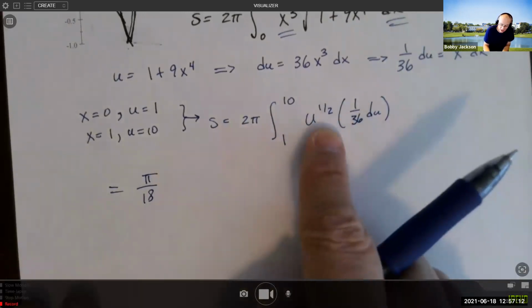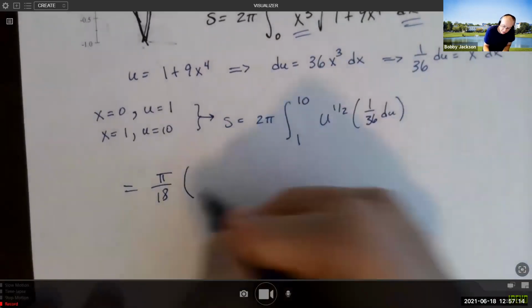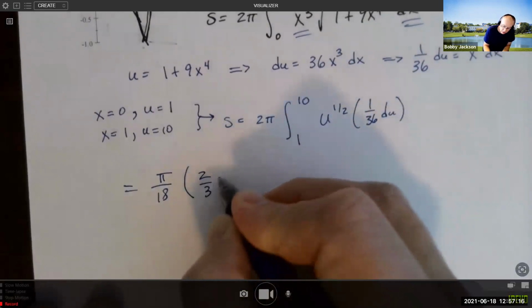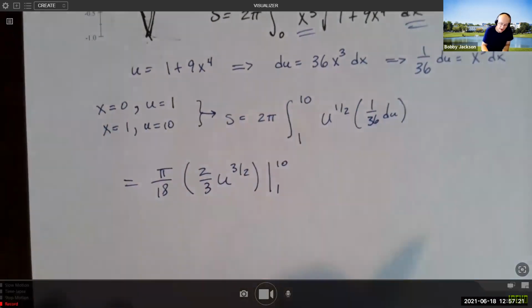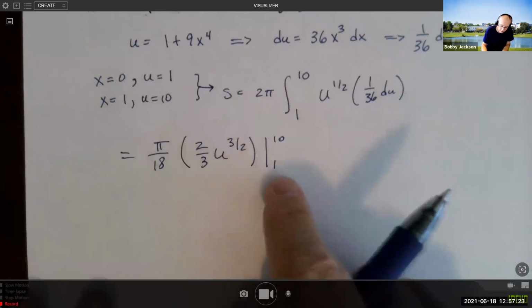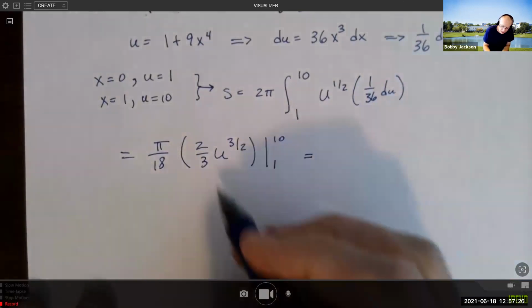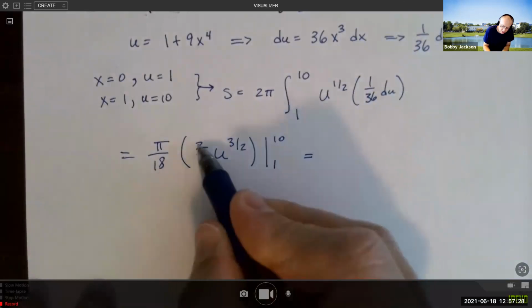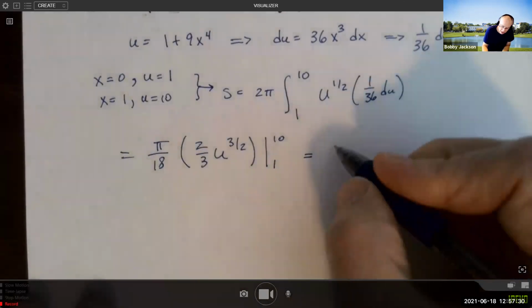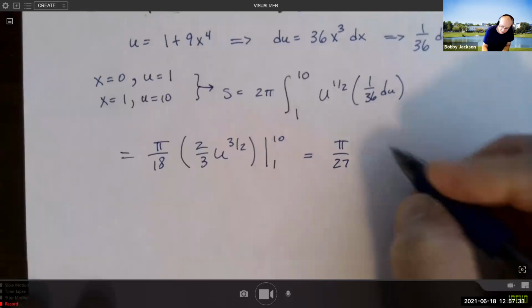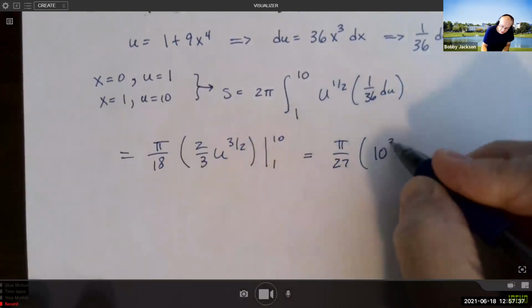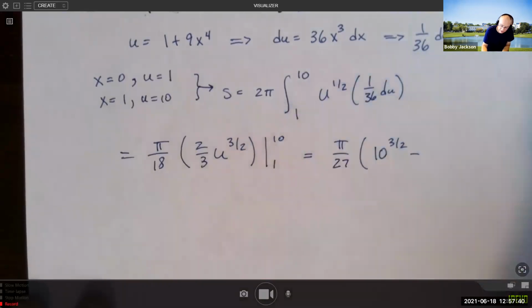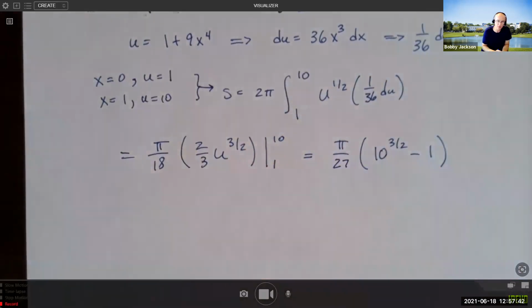Now find the antiderivative. What's the antiderivative of u to the 1/2? It's 2/3 u to the 3/2, and we evaluate it at the upper limit of 10 and the lower limit of 1. I do get a little simplifying: 2/3 times pi over 18, 2 goes into 18 9 times, so I get pi divided by 27. Then 10 to the 3/2 minus 1 to the 3/2, and of course 1 to any power is 1. So there's the exact value.